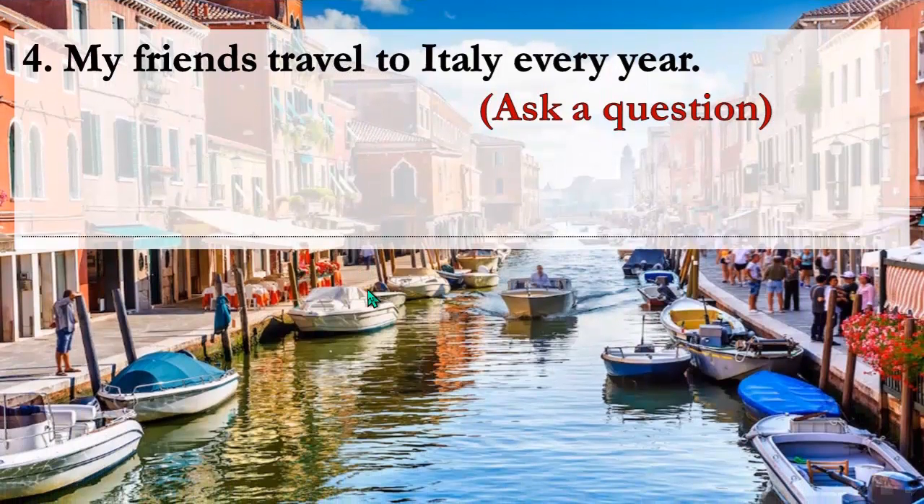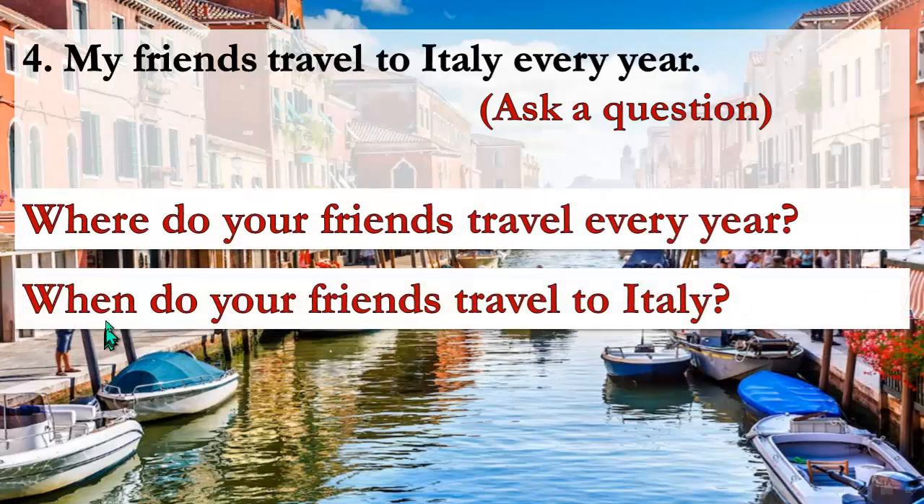Number 4, my friends travel to Italy every year. Ask a question here. So how can we form a question from this sentence? As you see, we can form 2 questions from this sentence. We can ask with when, and we can ask with where. And don't forget to write the question mark at the end of your sentence. Okay? So look at the answers here. This is number 1 and this is number 2.